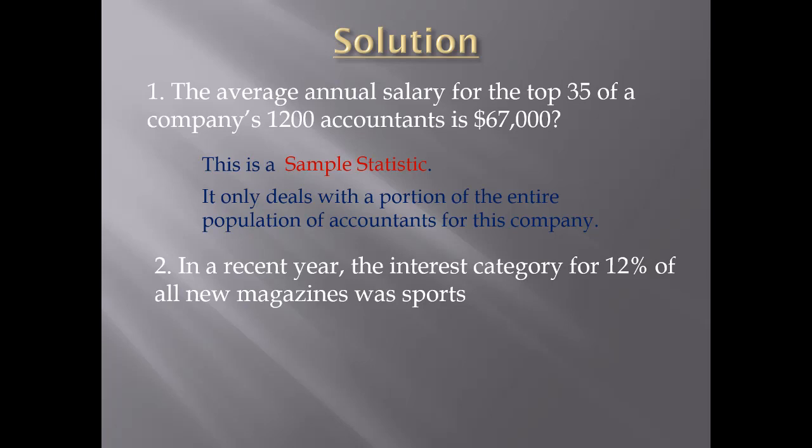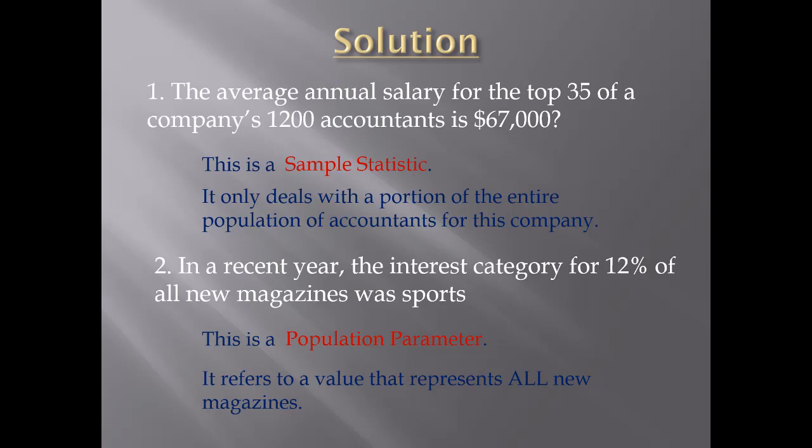For the second one, in a recent year, the interest category for 12% of all new magazines was sports. The key word that we're looking for here is the word all. When we see the word all, that tells us we're talking about a population parameter, because it refers to a value that represents all new magazines. So when you're dealing with some, you're talking about a sample. When you're dealing with all, you're talking about a population.